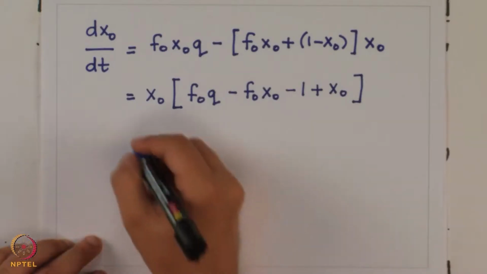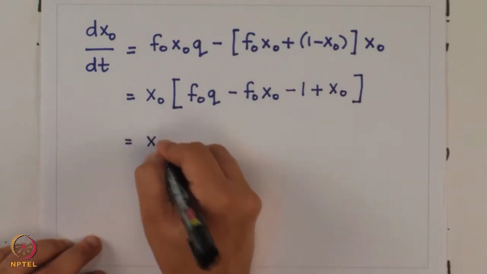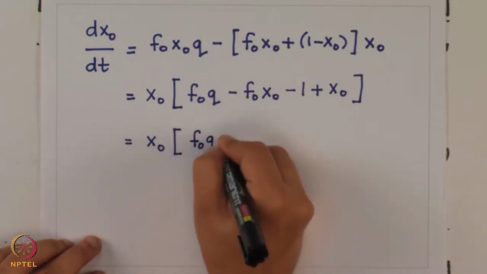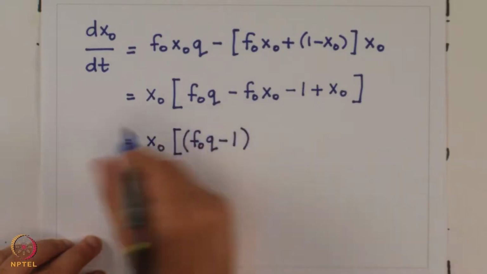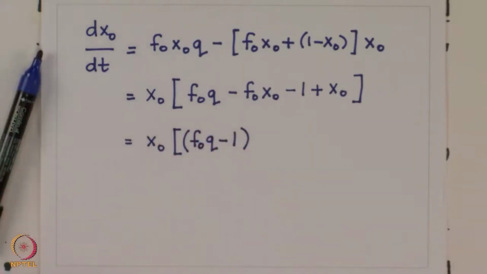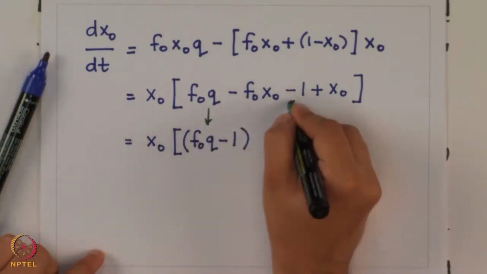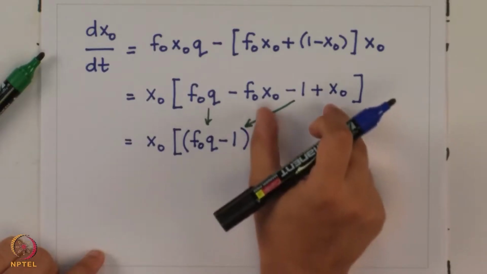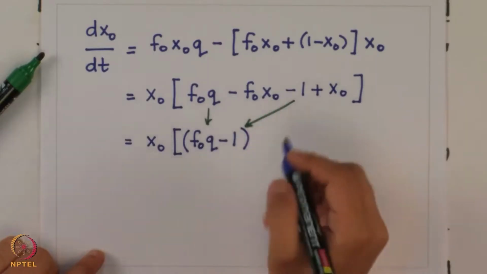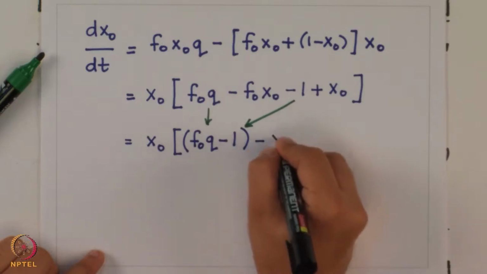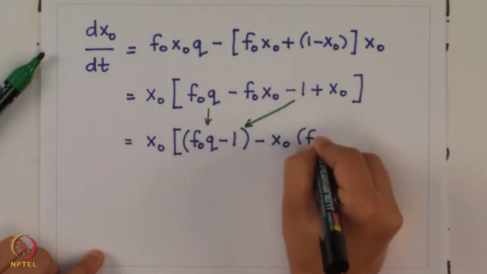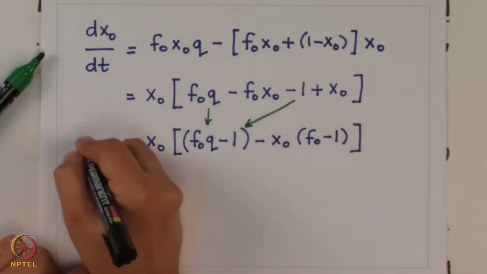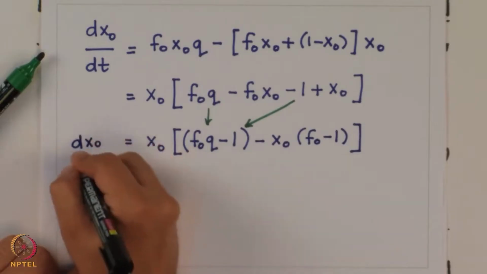And then I can write this as x0 times f0 q minus 1. I am doing this taking these two terms together, and I want to combine these two because they carry another common factor, which is x0, and I write this as minus x0 times f0 minus 1. So, that is my equation for dx0 by dt.